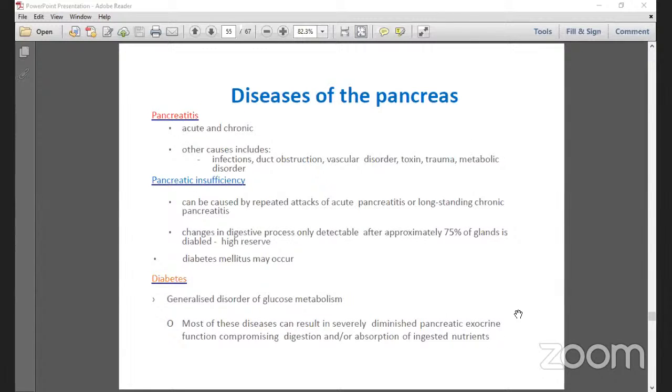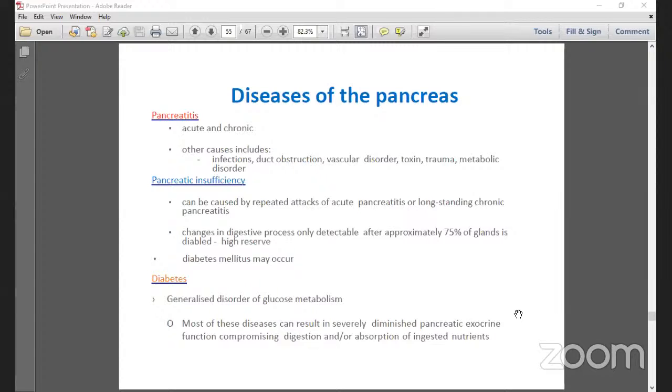Okay, diseases of the pancreas. I would like to focus on the diseases, it's easier for us to understand. So pancreatitis is inflammation of the pancreas, and it could be acute or chronic. The causes of pancreatitis are infection, systemic infection, duct obstruction, any vascular disease, toxin, trauma, and also metabolic disorder.